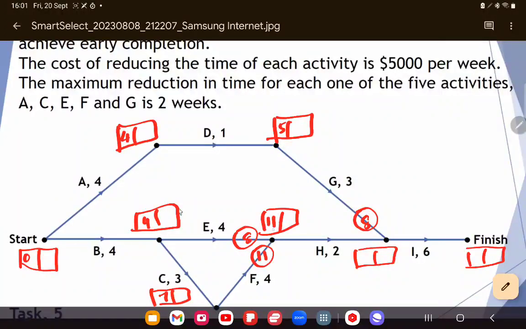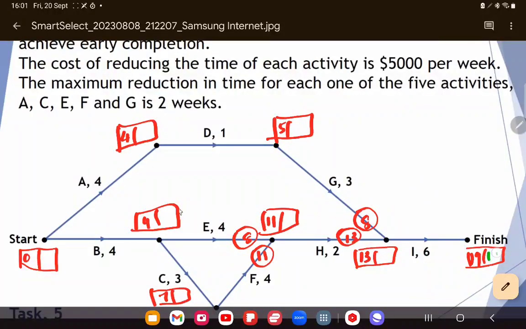We choose the bigger number, 11, and then 11 plus 2 is 13. We choose 13, and 13 plus 6 is 19, which is the minimum completion time.